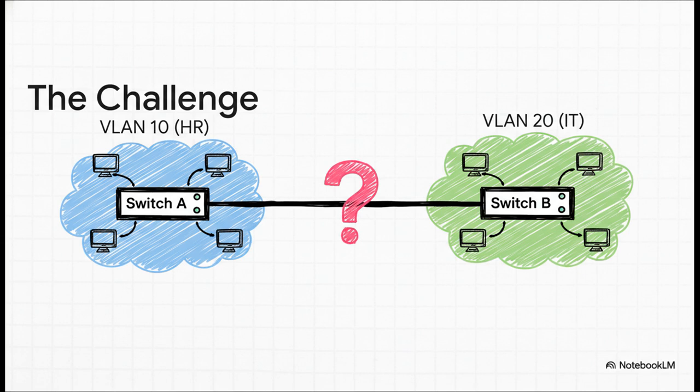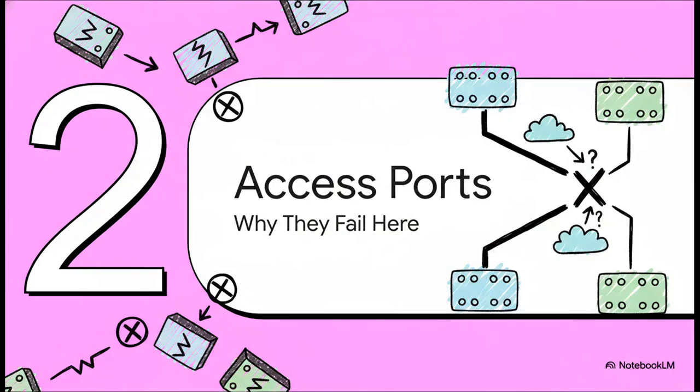So how in the world does that one cable carry all that traffic for both HR and IT, but still keep it totally separate? I mean, if we can't figure this out, VLANs are kind of useless once you have more than one switch, right? Now, your first thought might be, hey, why not just use an access port? We already know how those work. And that's a perfectly logical question to ask.